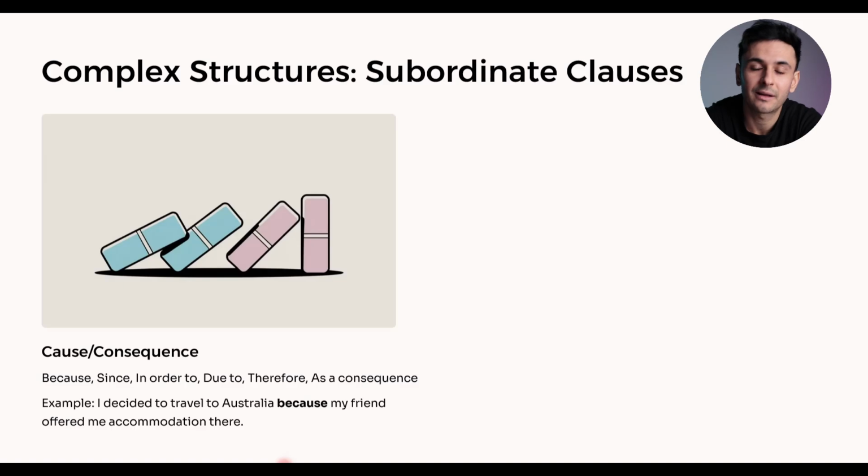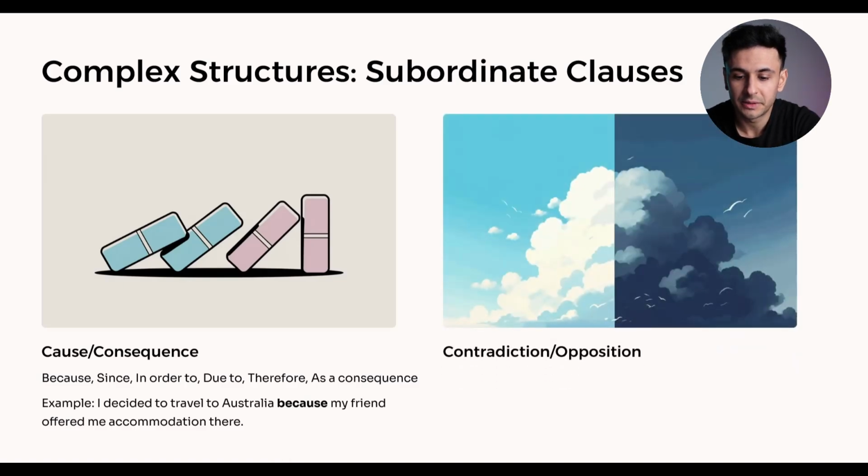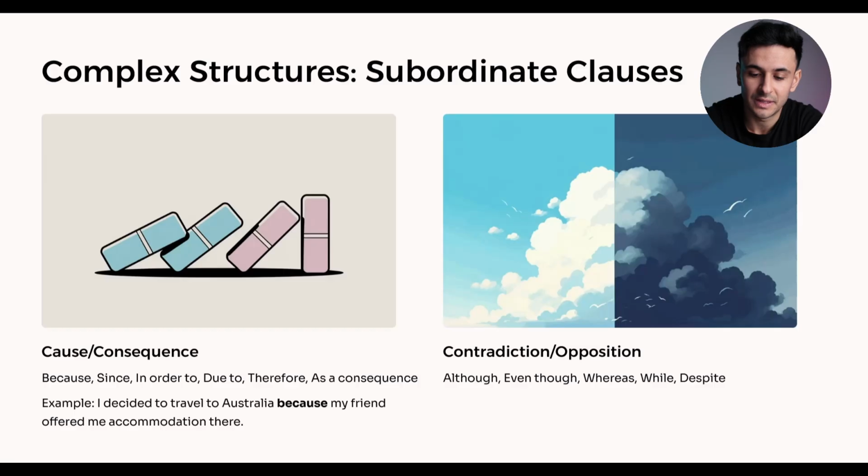So due to is a noun there. Another form of subordinate clauses is contradiction or opposition. So you need to provide sentences that have contradiction in them. And for that, you're going to have to use some of these adverbs: although, even though, whereas, while, despite.